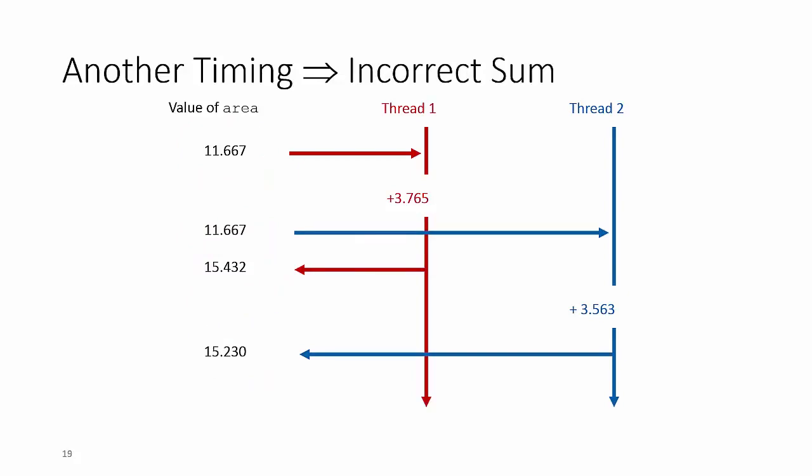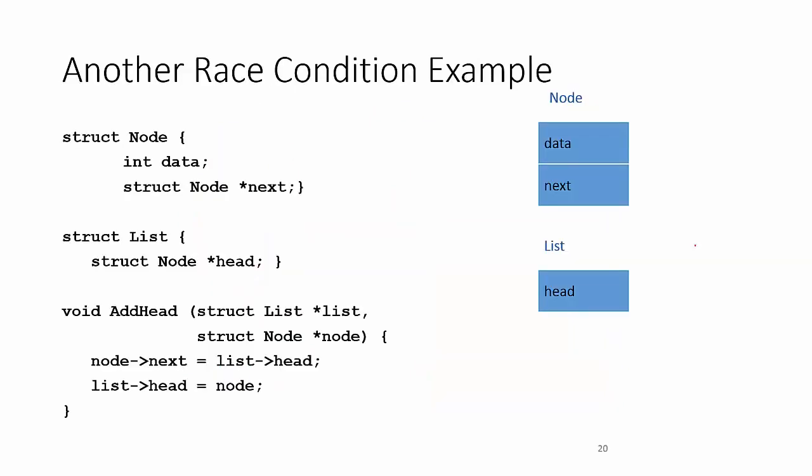It could very well be that the interleaving was the following: thread 1 reads and then thread 2 reads the same value. They both modify it and then write it back, and the second thread will overwrite whatever thread 1 wrote. So here we'll get a wrong value. Instead of 18 something, we'll get 15.2. And there's nothing in the system that will prevent this from happening. So this is a data race.